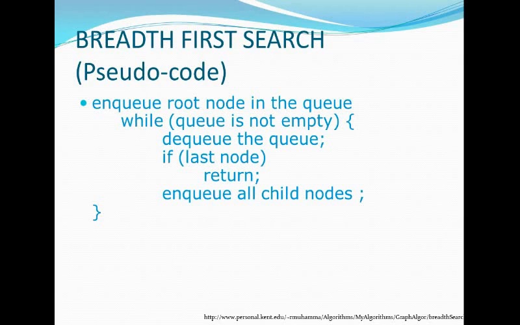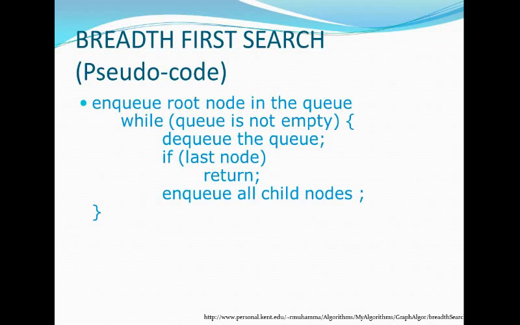So the pseudocode is, first thing we need to do is enqueue the root node into the queue. That is the same thing we did in the implementation. In the example, the root node A was already enqueued into the queue. So the first thing is enqueuing the root node into the queue.